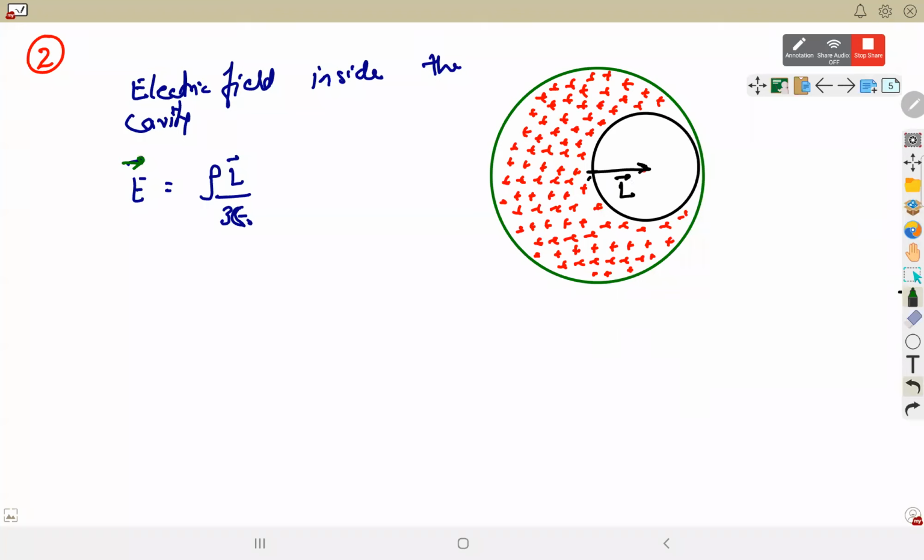In this case, the total radius is R naught, and this radius is R naught by 2. So the value of L will be R naught by 2. Electric field will become rho into R naught by 2 divided by 3 epsilon naught, which becomes rho R naught by 6 epsilon naught.